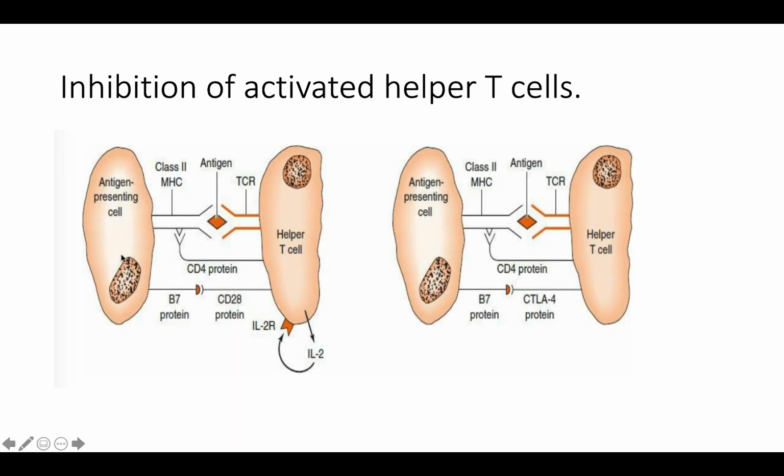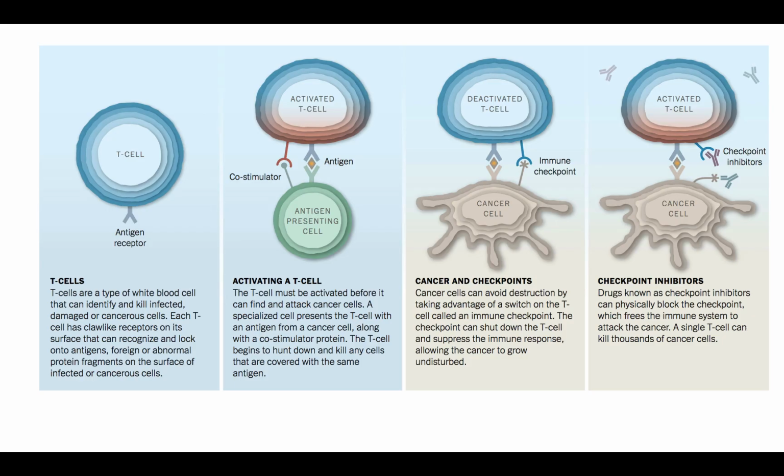So this is what we talked about a little while ago. And then this is the other formulation. This is B7 with CD28. If you put CTLA4 protein here instead of the CD28, this helper T cell will not be activated, and it will undergo anergy.